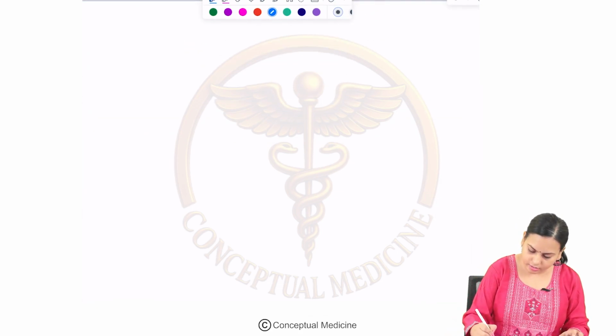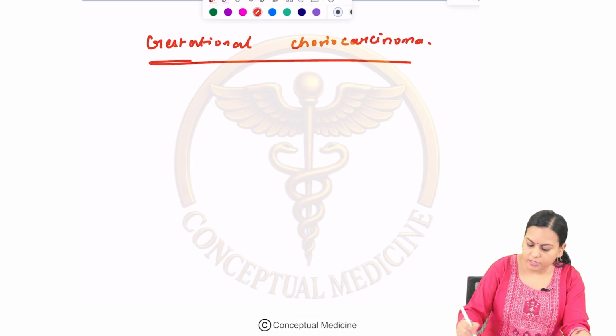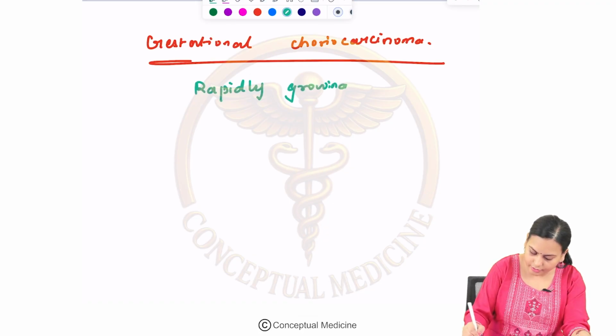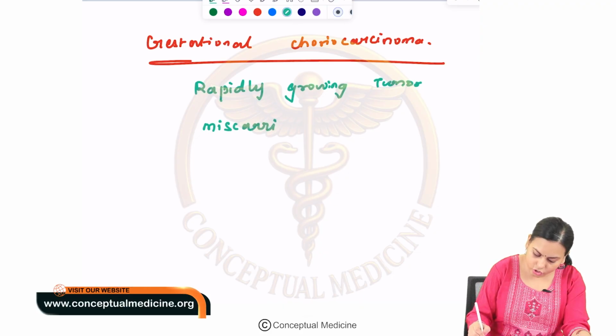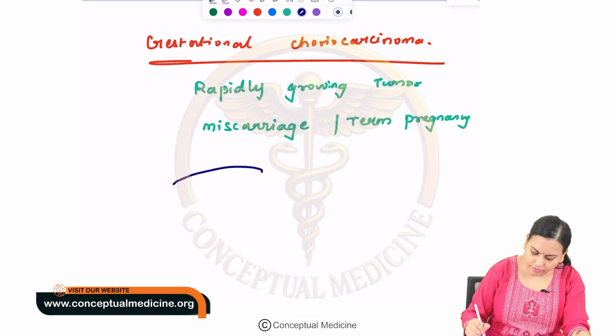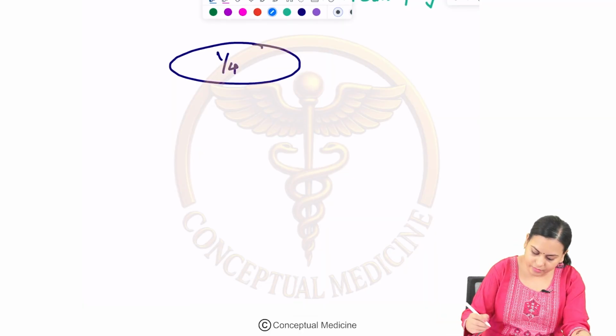And next one is gestational choriocarcinoma. So, gestational choriocarcinoma is a very rapidly growing tumor. This can follow miscarriage or a term pregnancy. And remember, 1 out of 4 cases can follow molar pregnancy.